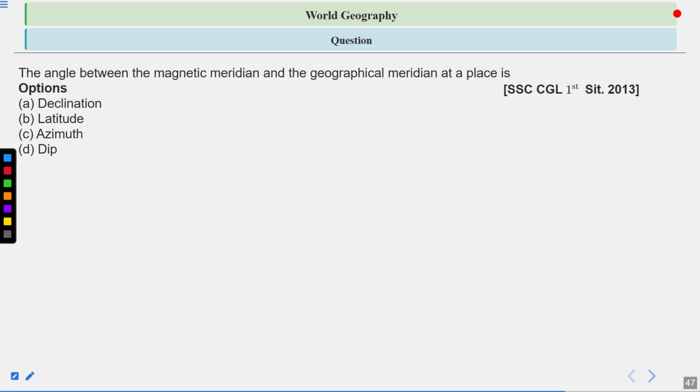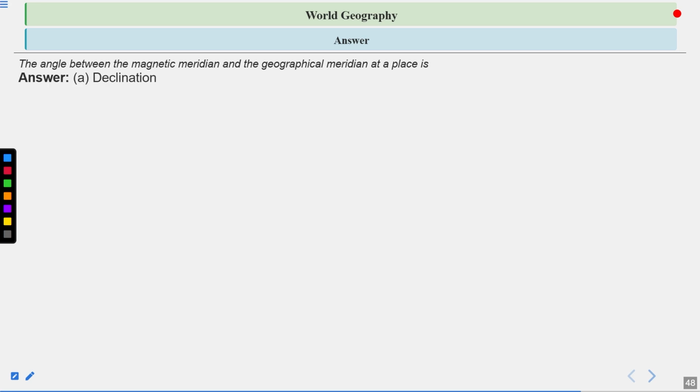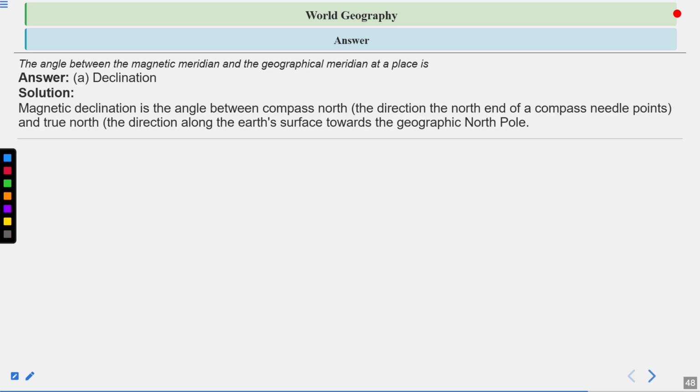The angle between the magnetic meridian and the geographical meridian at a place is: declination, latitude, azimuth, or dip. If we talk about this one, the angle between the magnetic meridian and the geographical meridian at a place is A option, declination. Magnetic declination is the angle between compass north, the direction the north end of a compass needle points, and true north, the direction along the earth's surface towards the geographic north pole. So the correct answer is A option.